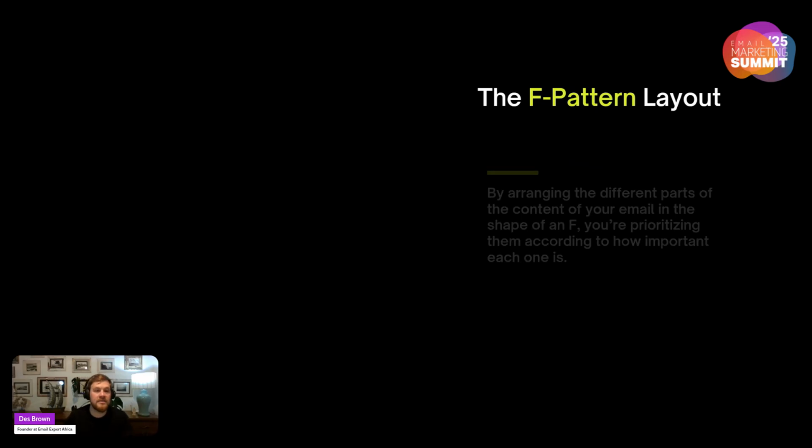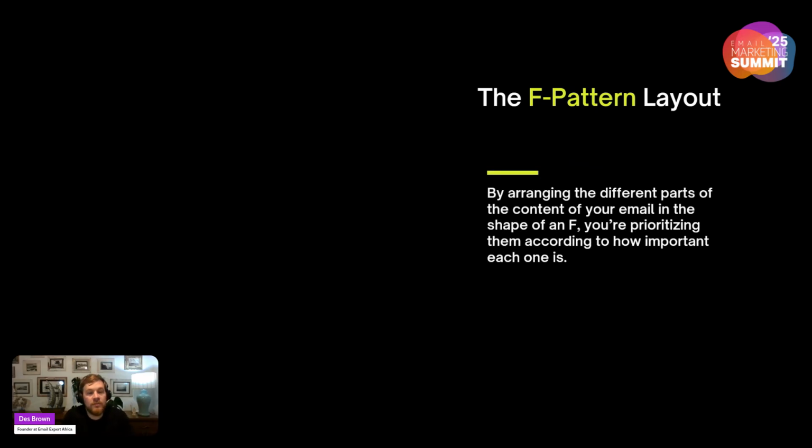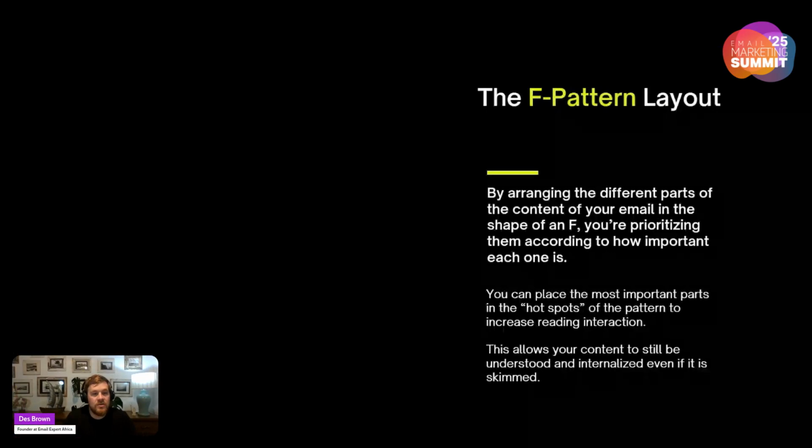So when we look at the F pattern layout, what we're essentially doing is arranging parts of your content within your emails in the shape of an F. Yes, it's got multiple branches, but the idea is you're prioritizing that content according to how important each of those elements is. Now, you can place the most important parts, or hotspots as we call them, on the pattern in relation to how you'd like to increase interaction. And what this does is it allows your content to be understood and internalized in a quick and easy way. Remember, less than 10 seconds, that's what we've got.